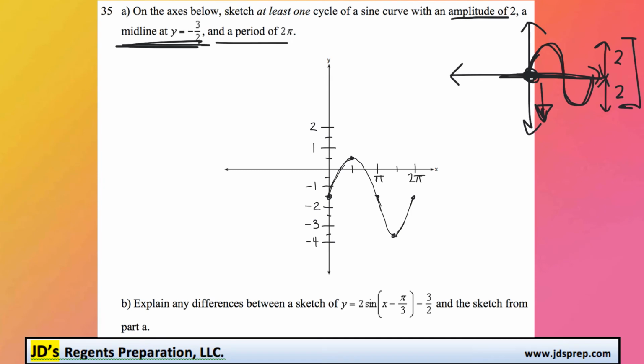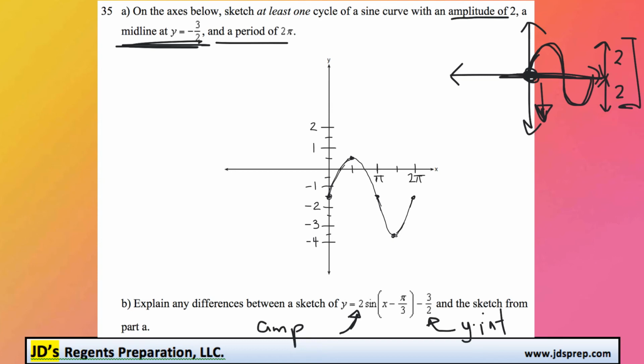For the second part, it says to explain any differences between a sketch of y equals 2 sine of (x minus pi over 3), all minus 3 over 2, and the sketch that we've just done. Well, we can see that our a value here being 2 represents the amplitude, so that would not be different compared to what we drew. The subtraction of 3 over 2 represents our y-intercept, so graphically that is not different from what we drew.